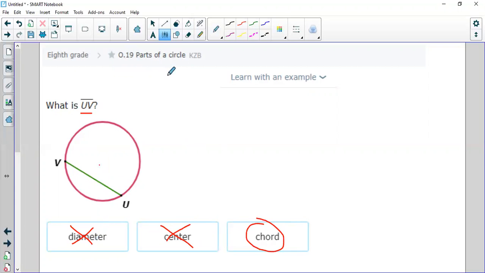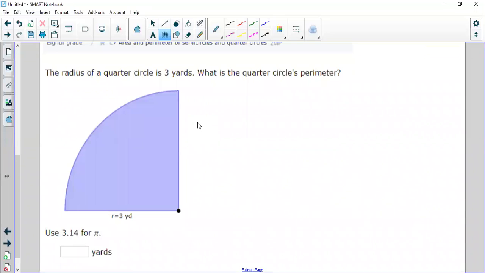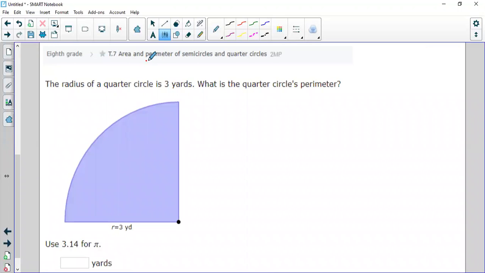The parts of a circle. You have another one that's about radius and area and circumference. Just make sure you're using the right formula. We'll talk about those in a second. The last one is area and perimeter of semicircles and quarter circles. Kind of like that one, where it's not a whole circle, but now you're not finding the area of it, you're finding the perimeter sometimes.